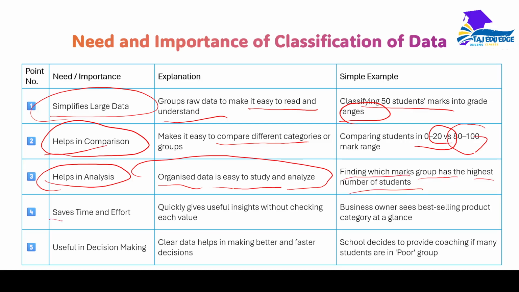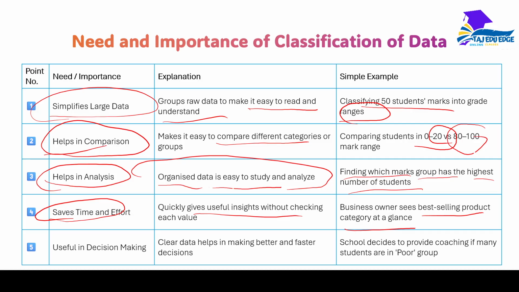Along with that, the classification of data also saves our time and effort. It quickly gives useful insights without checking each value. Like business owners, they can see the best-selling product category just at a glance, without getting into a deeper check of each and every count, every product. Okay, they can easily get to know it when we have a proper classification.